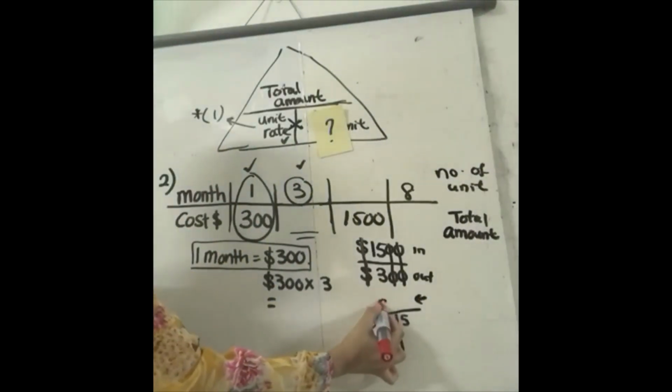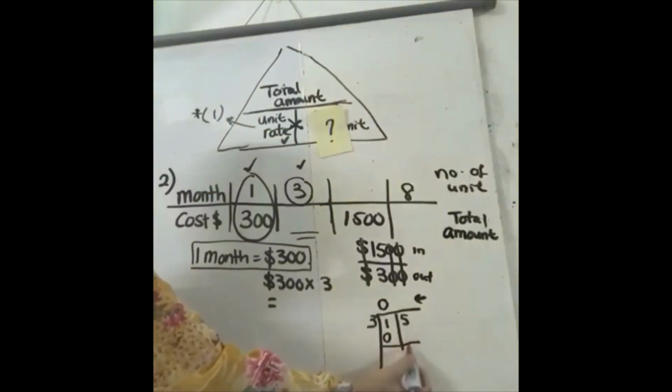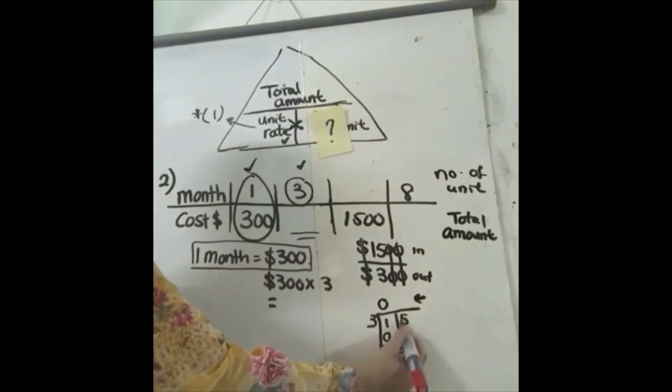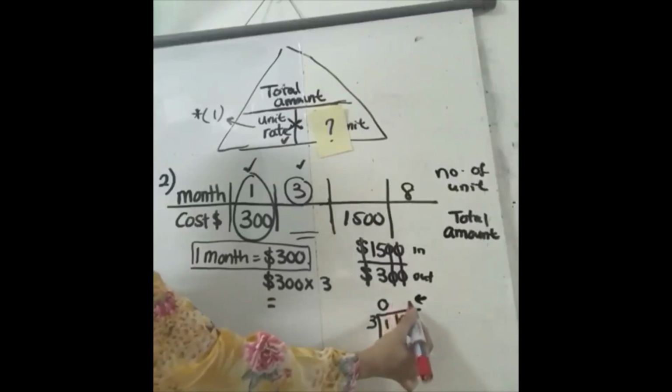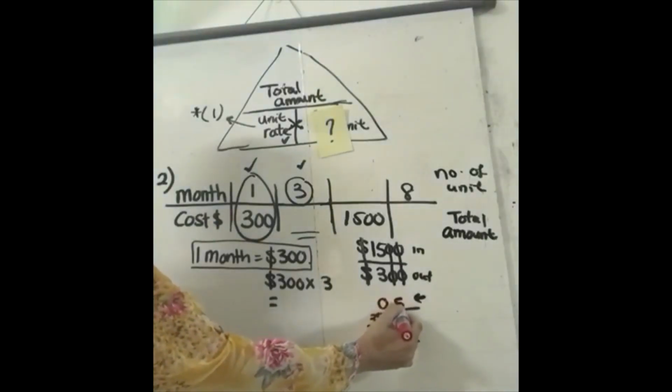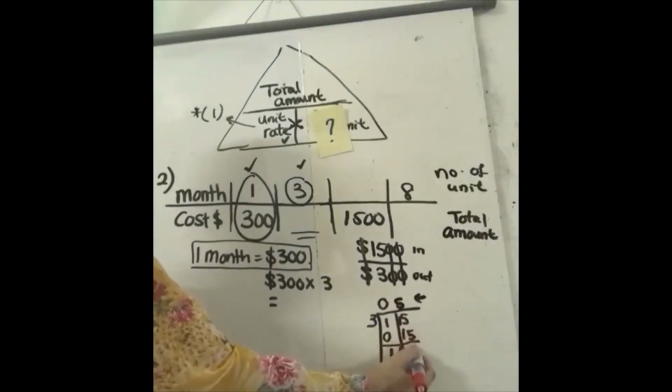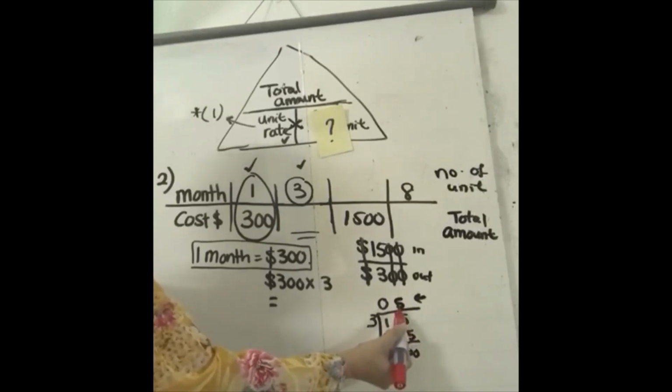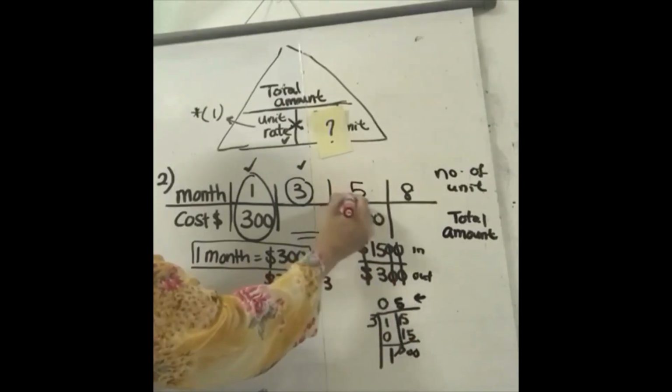Okay, 3 times 0 is 0. So you got 1, bring up is a 15. So 3 times what is 15? Do you know the timetable? 3 times what is 15? 3 times 5 is 15. So you got 0, 0. So the answer is 5. Yes, the number is a 5.